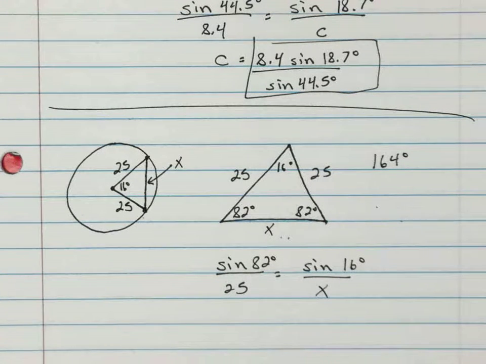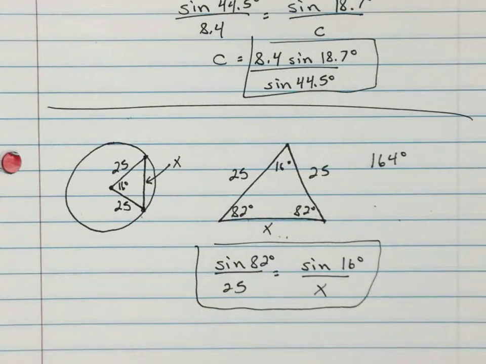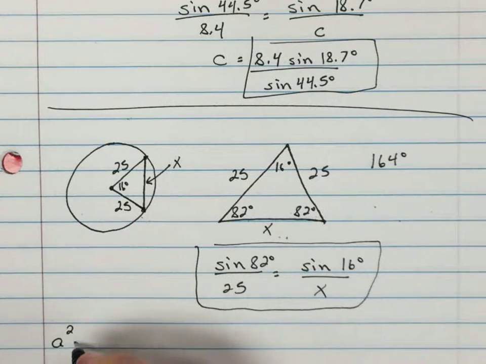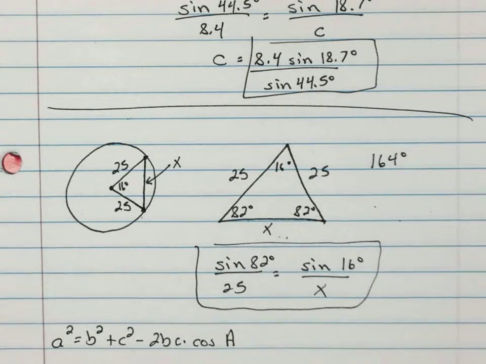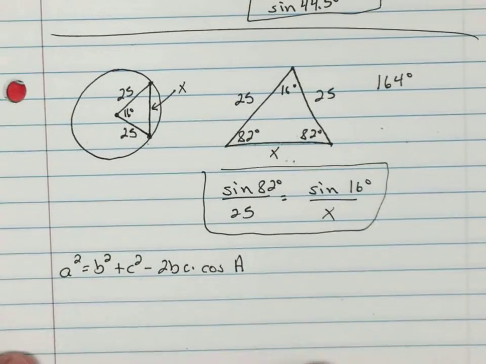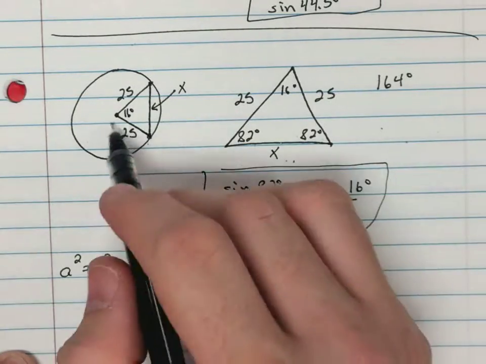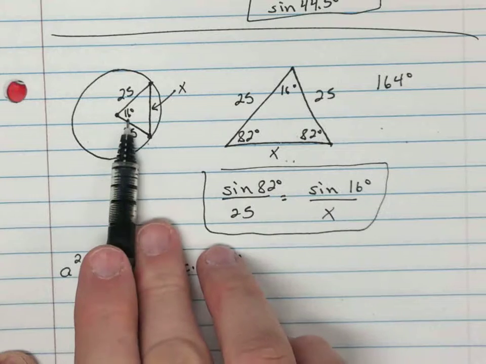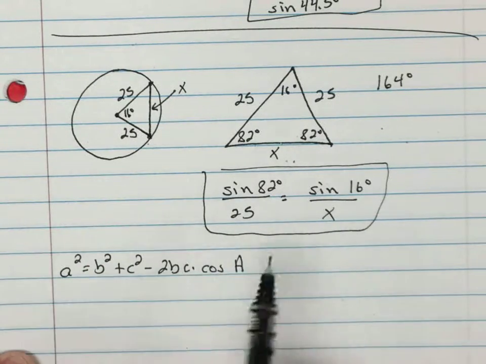If you want to solve it the law of cosines way, okay, this is one way to solve it. The law of cosines says this: A squared equals B squared plus C squared minus 2BC times the cosine of A. So for law of cosines, this would be the angle. In your formula, we don't have any A's, B's, and C's, but the angle that you're given will always be this angle here. The one that we're given is 16 degrees.